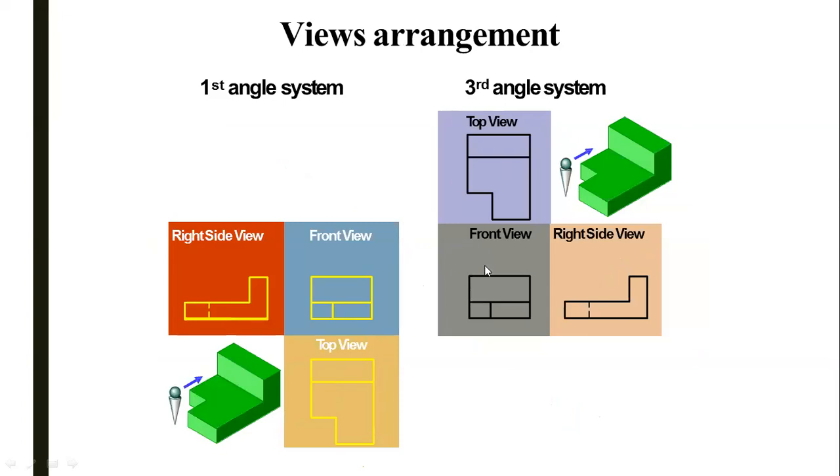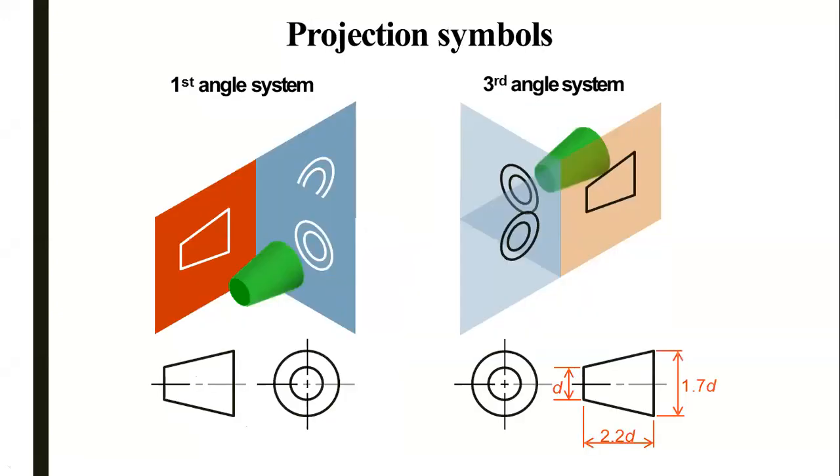What happens over here? The front view is below the reference line. Now we have to draw the top view above the reference line, because that top plane is rotated through 90 degrees and it will give you the top view. And the side view is to be below the reference line because the front view is below the reference line. In this case, the right hand side view will be on the right side, and the left hand side view will be on the left side. So this is the basic difference between first angle and third angle projection methods. Then this is about the symbols of first angle and third angle projection methods.